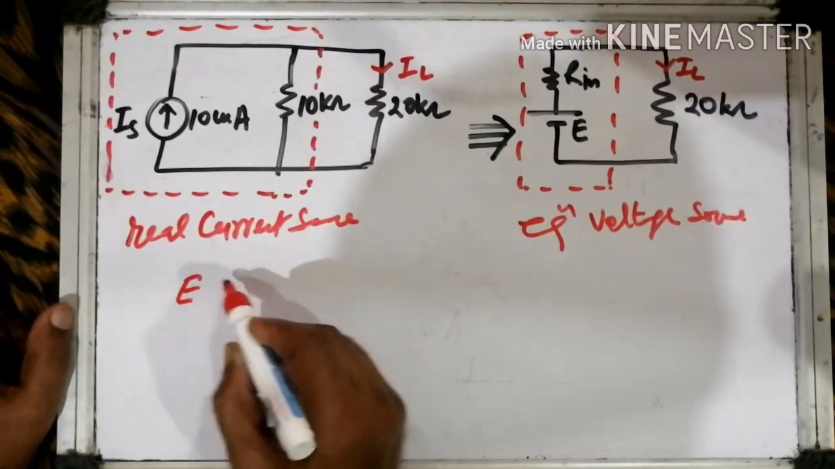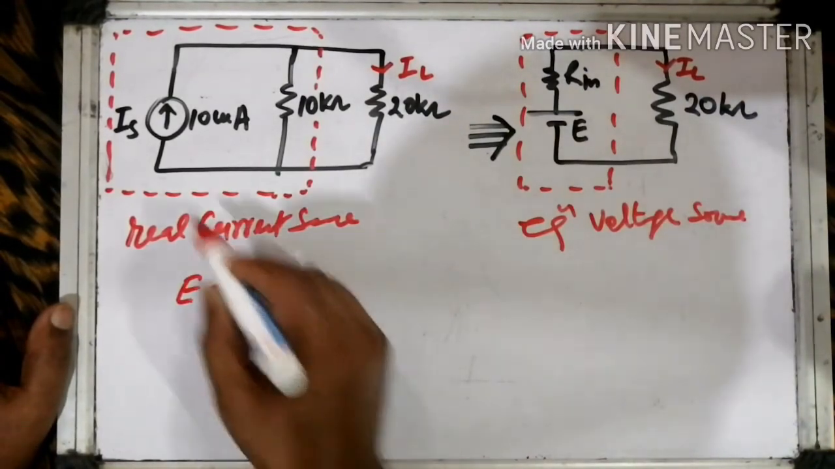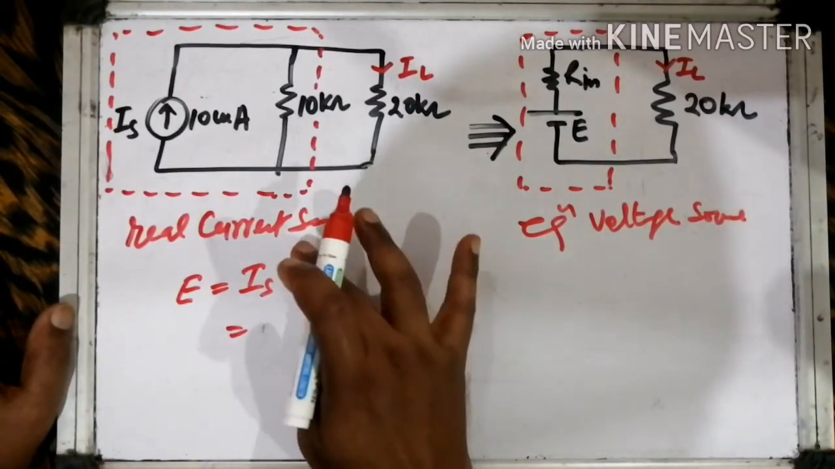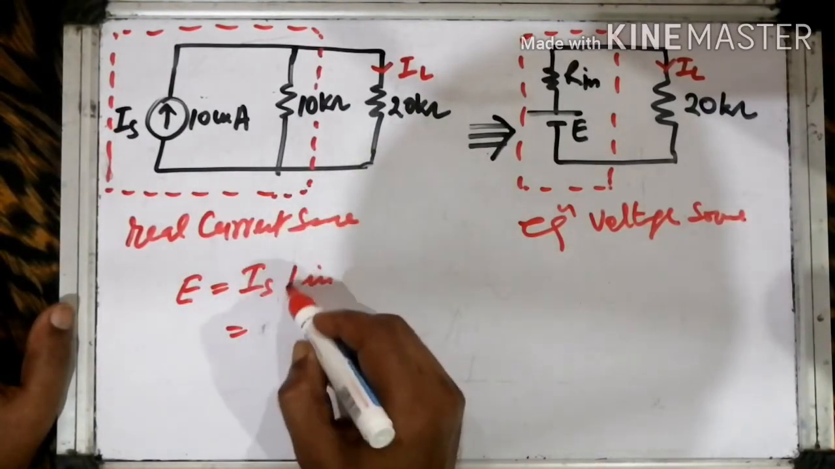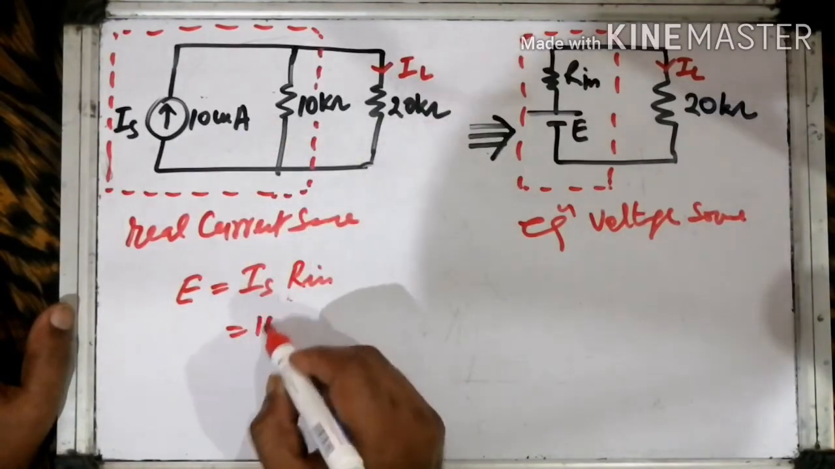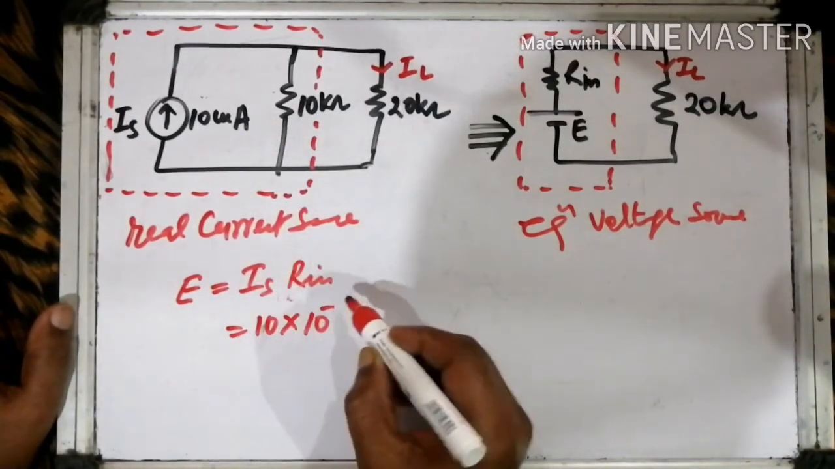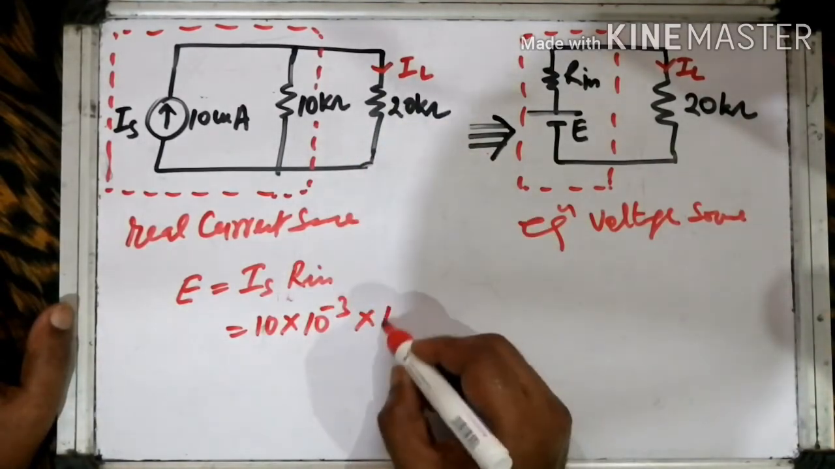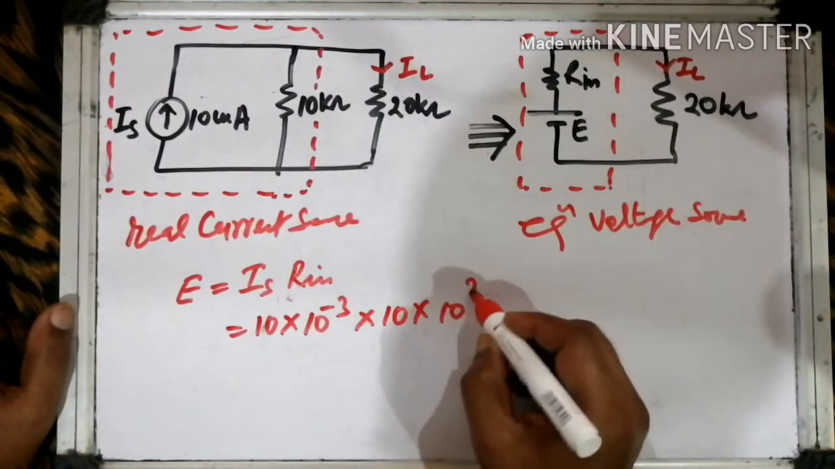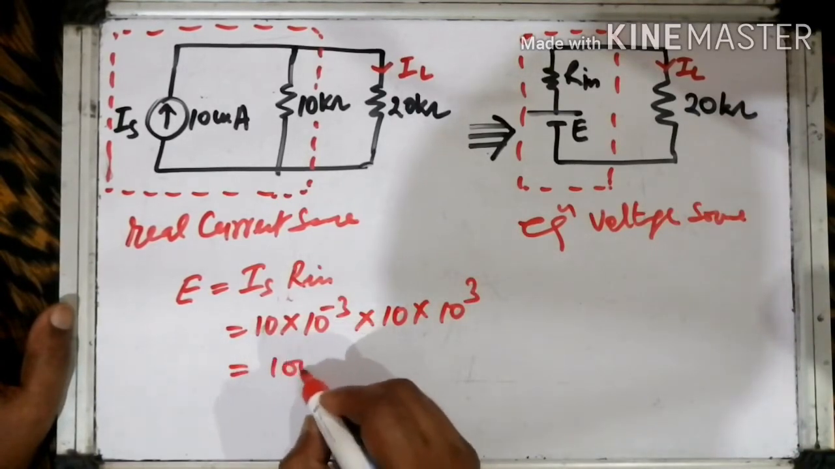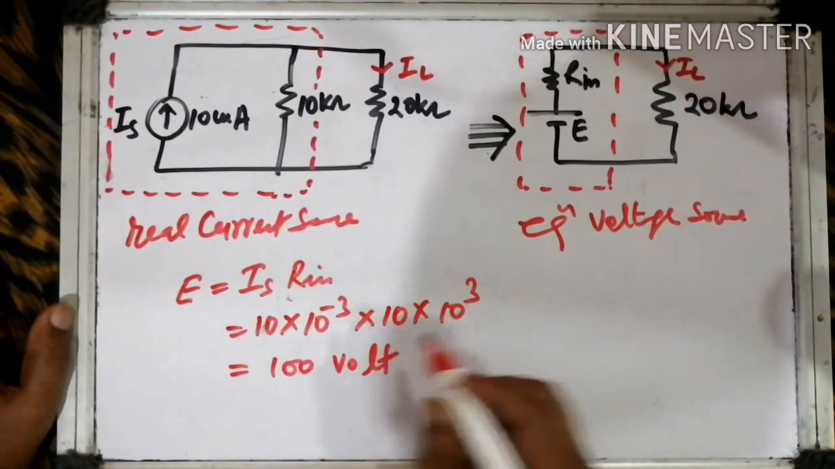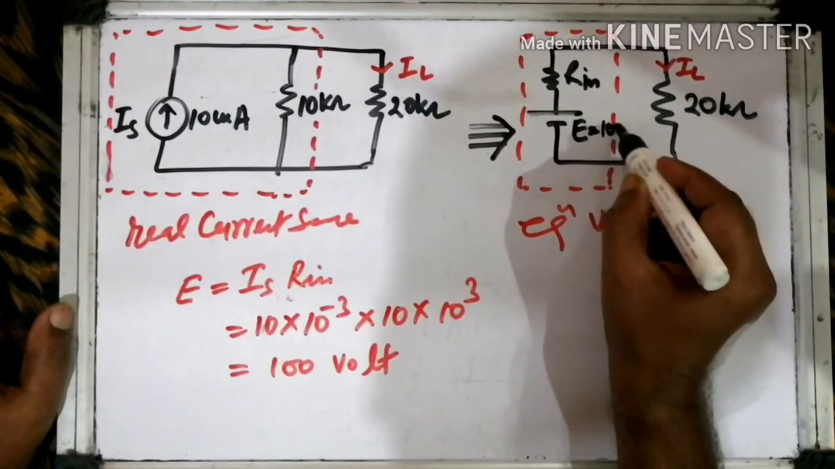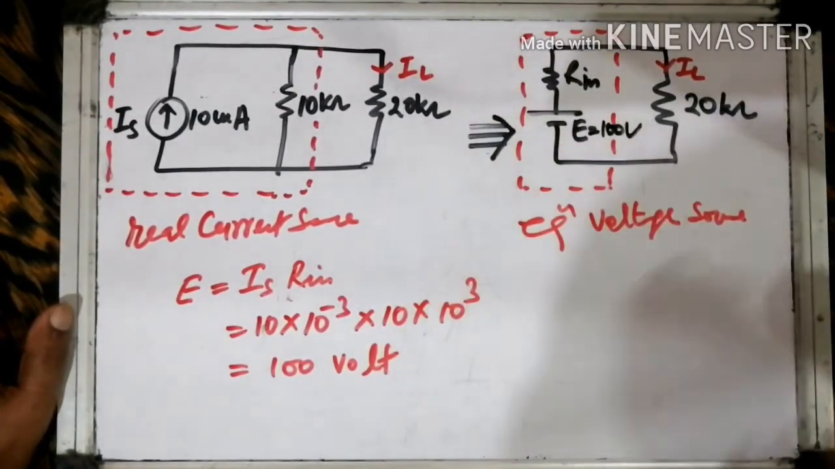Yes, E is equal to whatever the value of current source into Rn. Current source is nothing but 10 milliampere. So it is 10 into 10 to the power minus 3 into internal resistance, that is 10 kilo ohm, 10 into 10 to the power 3. It becomes 100 volt. Right? This value is 100 volt. Is it clear?